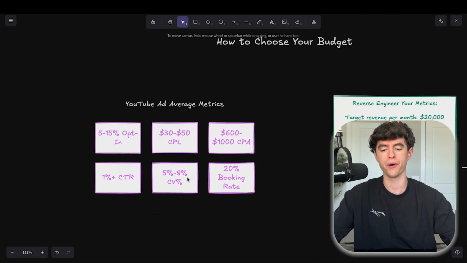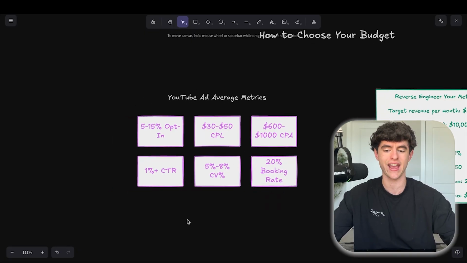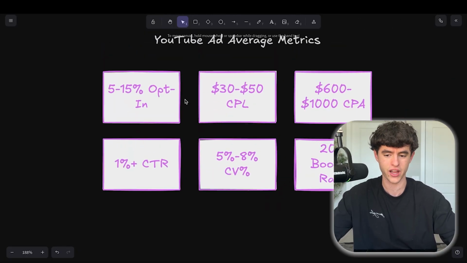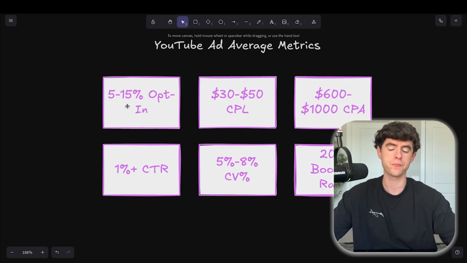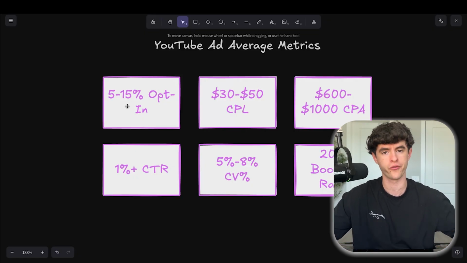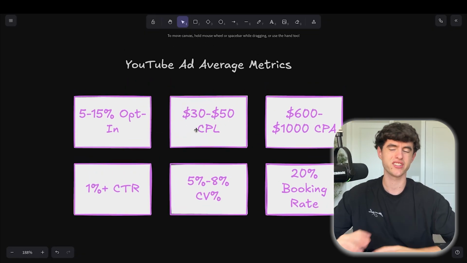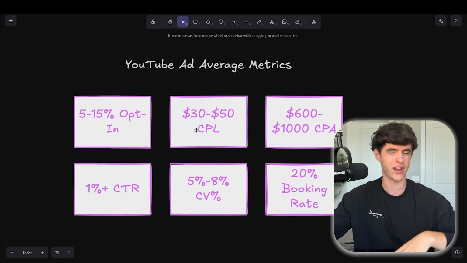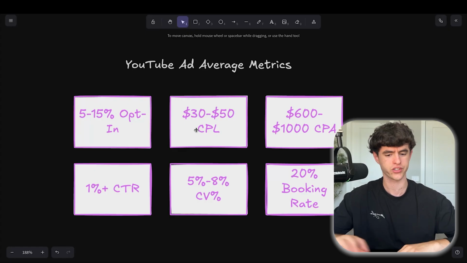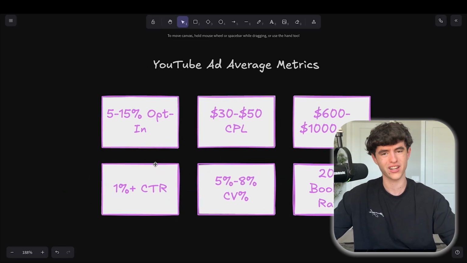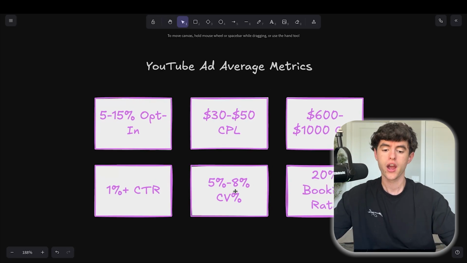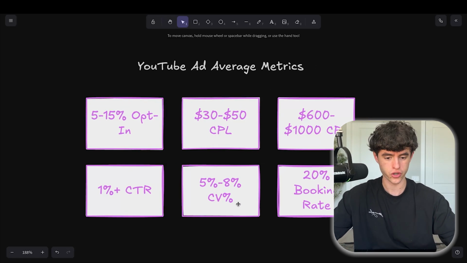How you can choose your budget is, the first thing you need to understand is the average YouTube ad metric. So for my clients, what we see is anywhere from a 5 to 15% opt-in rate. So 5 to 15% of people that have watched the video for over 5 to 10 seconds actually opt into the ad. And this is going to translate to about a $30 to $50 cost per lead, depending on your market, depending on your exact offer, etc. And with this, we see around a 1% click-through rate, which isn't as relevant to what we're talking about right now, but it can be important in the future, and a 5 to 8% conversion rate.